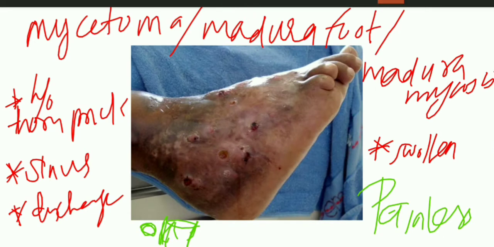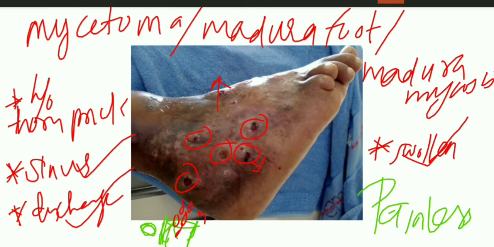So here I am showing some grains, the discharged grains. You can see in this picture the sinuses. From the sinuses there will be grains, and the entire foot has swollen up. So this is actually a triad of sinus, discharge, that means grains, and the tumefaction or swelling.